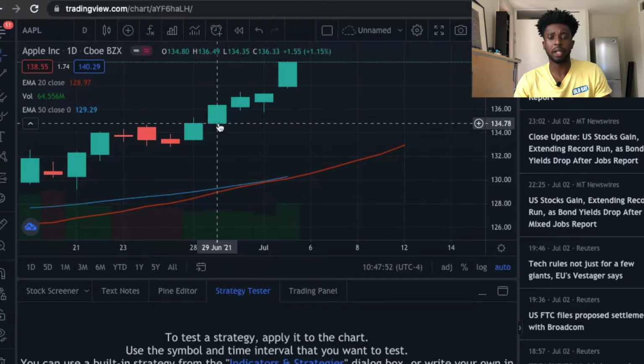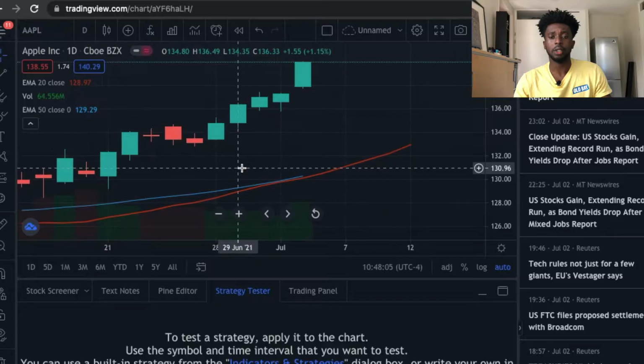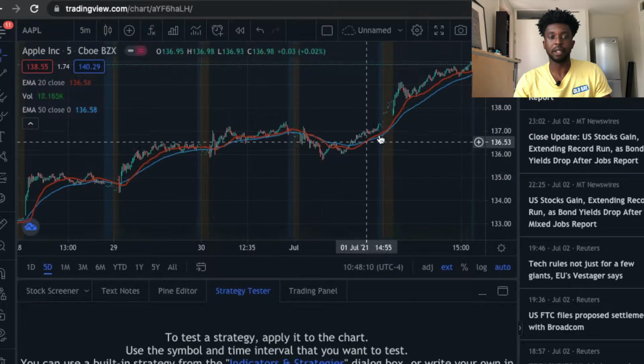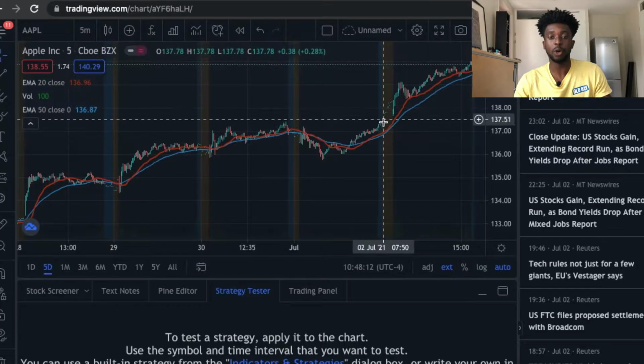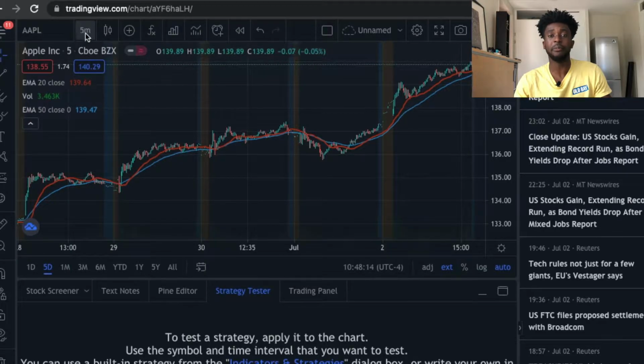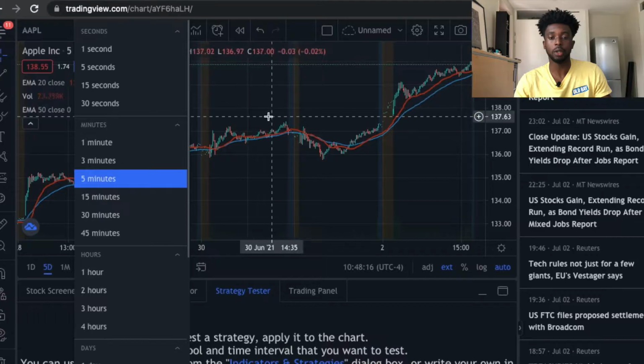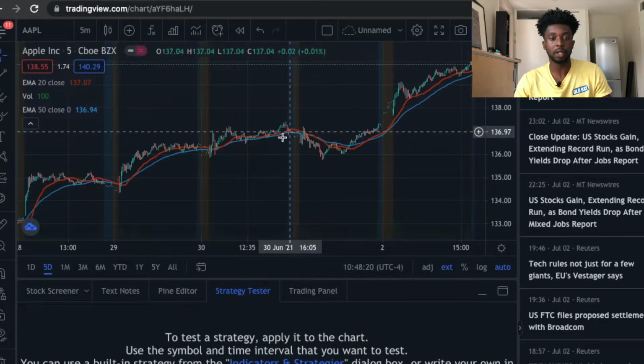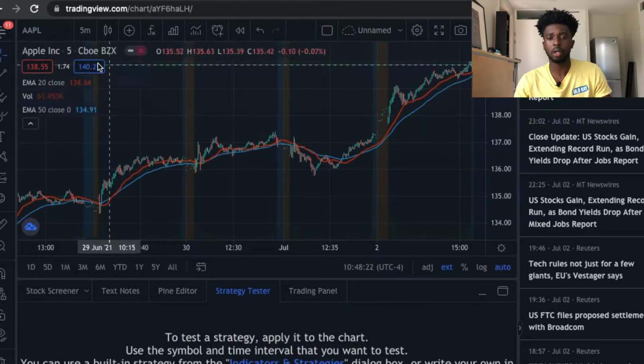So let me kind of zoom out a little bit. So let's say I look at the weekly chart, the 5-day chart. You're seeing all these different candlesticks, and up here you see the 5 minute. Every single candlestick here represents 5 minutes worth of price action. I'm going to remove these two indicators, the blue line and the red line you see there, just to make this very simple for you guys.